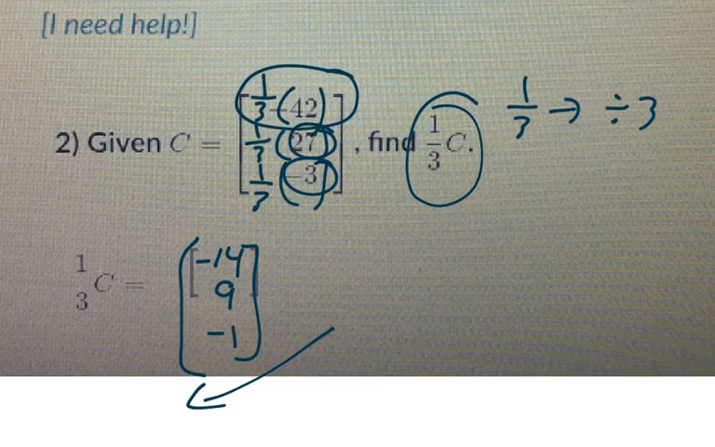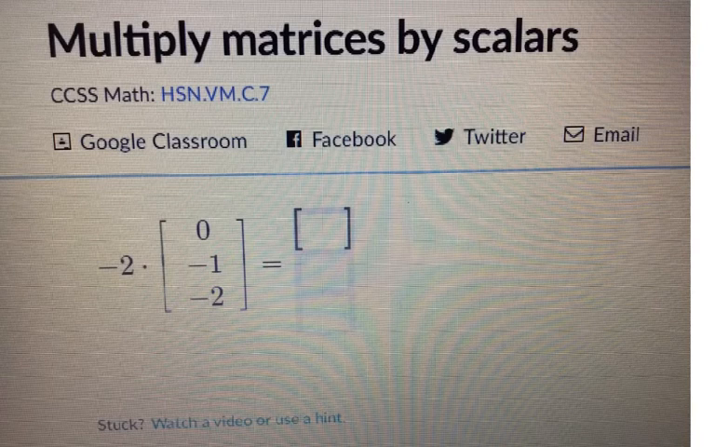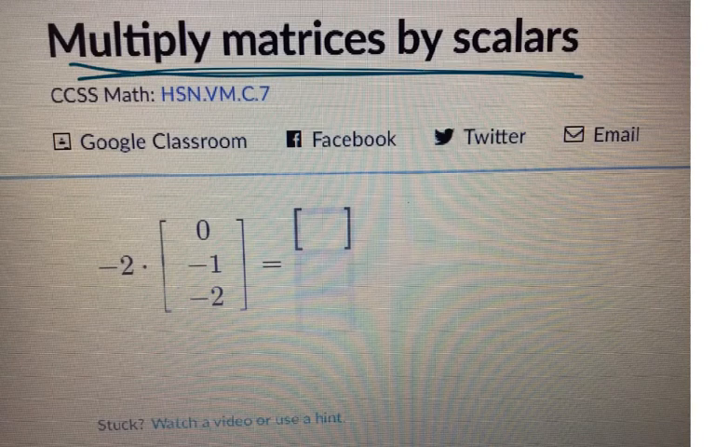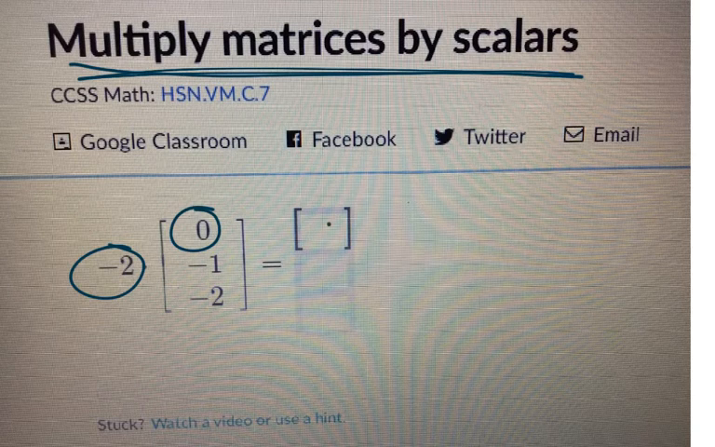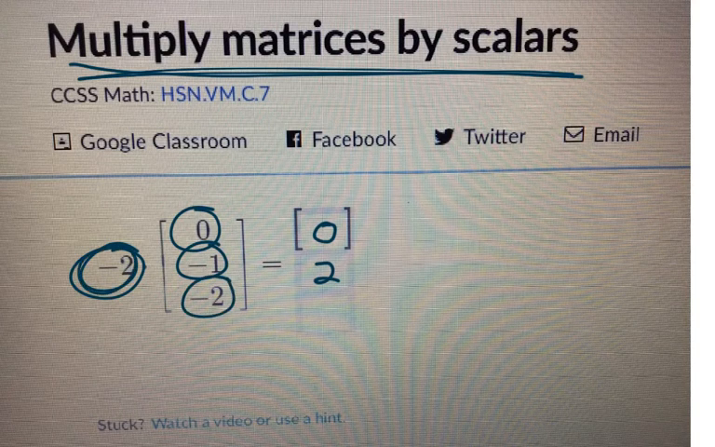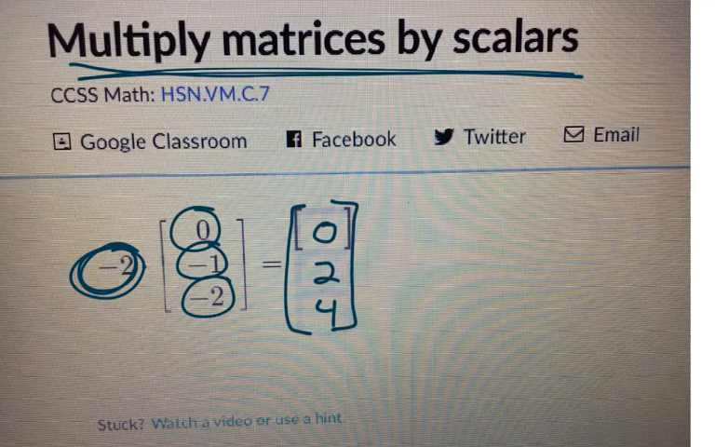Now, let's get to the regular lesson. Okay, here's the actual practice I assigned you right after the notes. And it's really simple. -2 times 0, guys, you're going to type right in here 0. -2 times -1, you're going to type right in there a +2. -2 times -2, a +4. So this right here is a resulting matrix. Again, all we're doing is timesing by a number which has a fancy name called scalar.